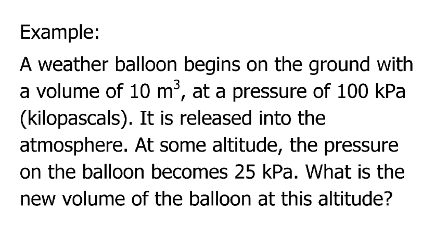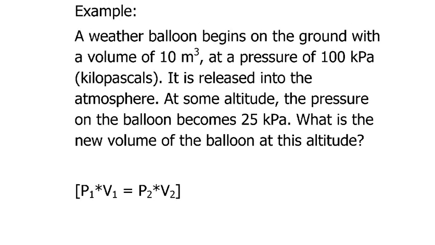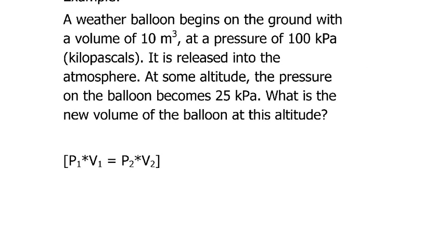Example time. We have this example. A weather balloon begins on the ground with a volume of 10 cubic meters. We'll say the pressure at the ground is 100 kilopascals. That's typical atmospheric pressure, or pretty close to it, rounded off. Pressure is usually measured in pascals, which we discussed previously. This weather balloon is then released into the atmosphere. At some point later, say we have a pressure gauge on there, and it tells us that the pressure now at some altitude is 25 kilopascals. What is the new volume of the balloon?